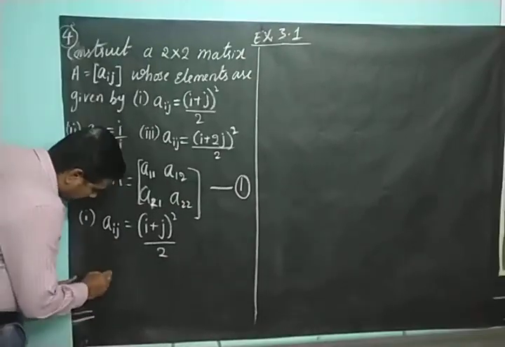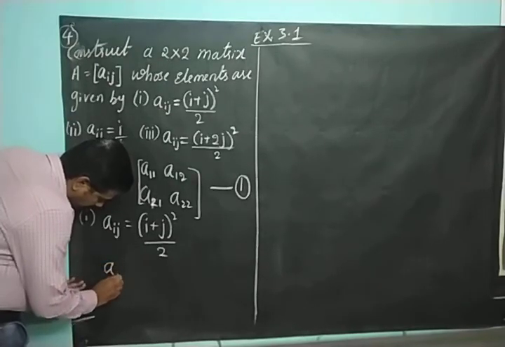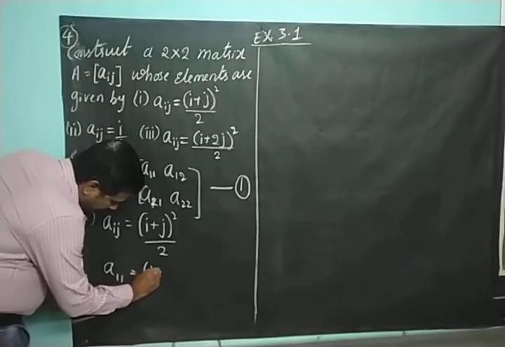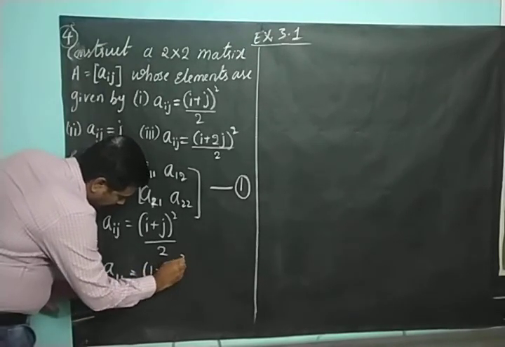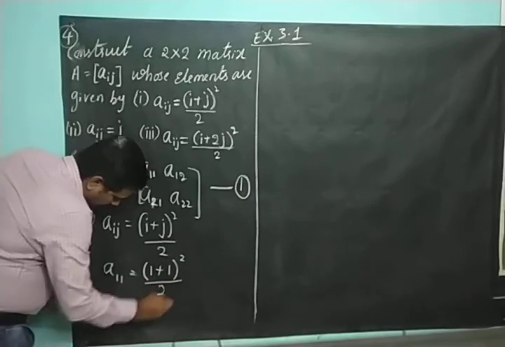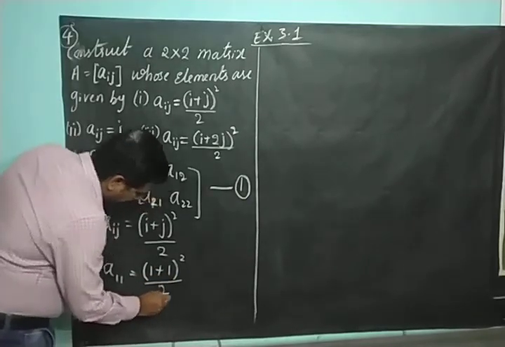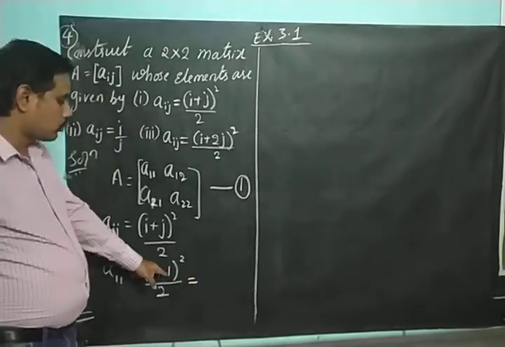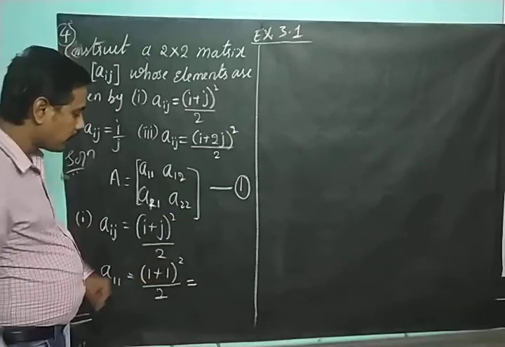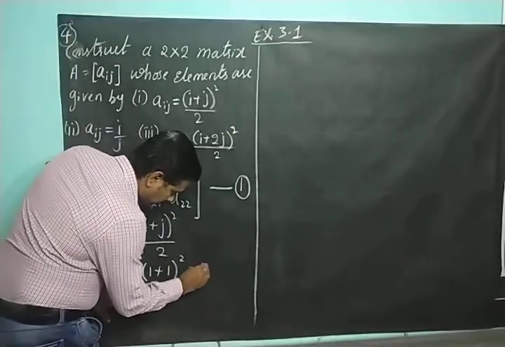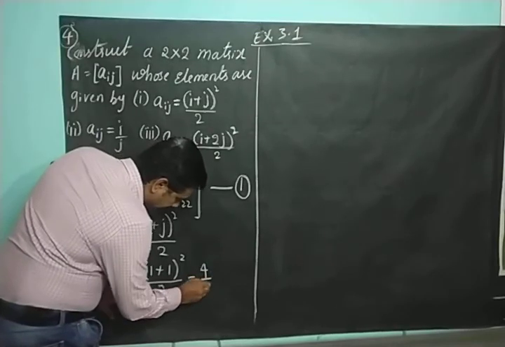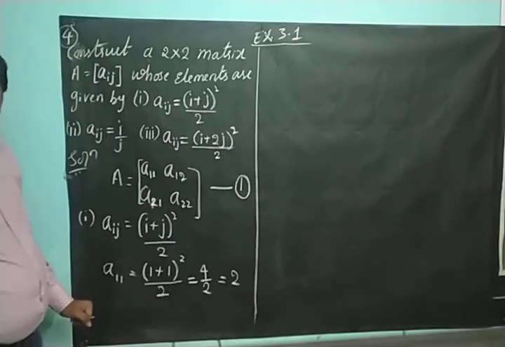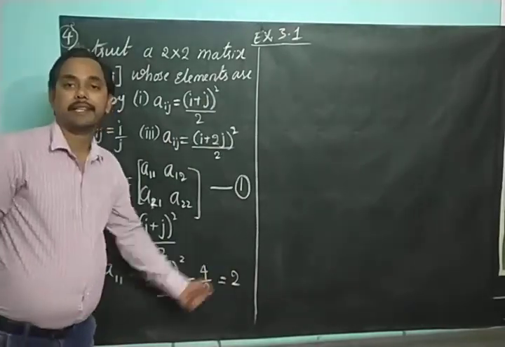If I substitute I as 1 and j as 1, I will get A11. So A11 will be (1 plus 1) the whole square, whole divided by 2. What is this 1 plus 1? 2. 2 square is what? 4, divided by 2. And we all know 4 divided by 2 is what? 2. Is that clear? So what is the value of A11? That is nothing but 2.